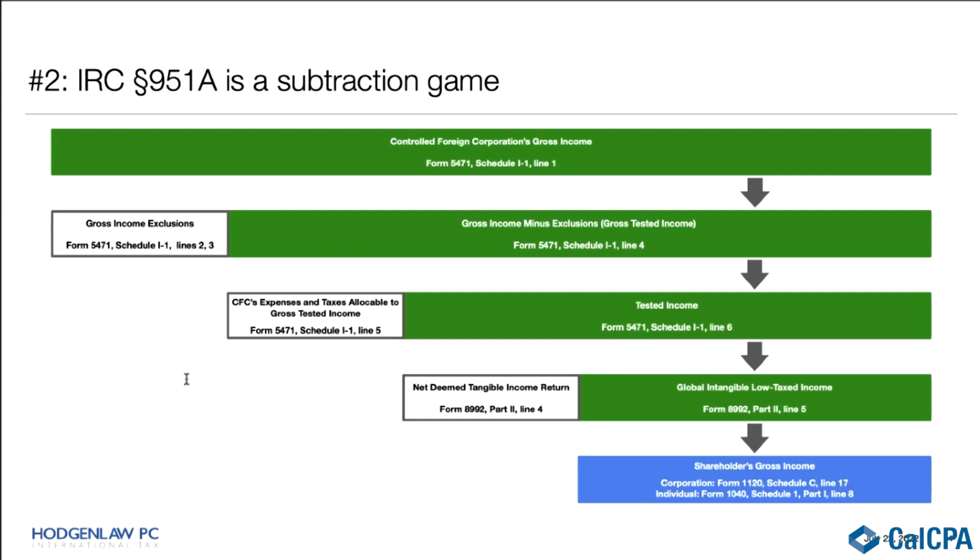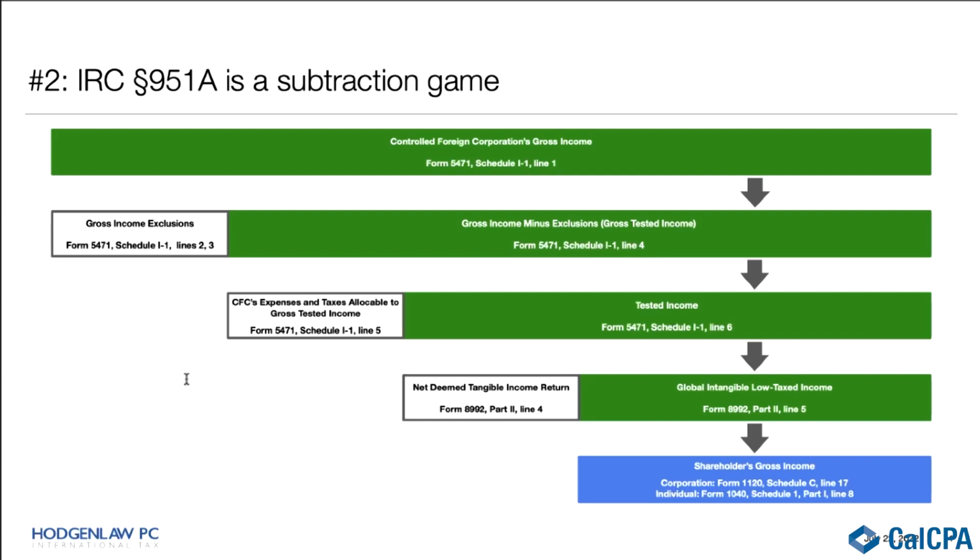So for the rest of this presentation, we're going to walk slowly through this slide where we start at the top with gross income, and we slowly subtract this, that, and the other until we end up at the bottom with the number that is defined in the code as Global Intangible Low-Taxed Income and is included in the taxpayer's income tax return because of Section 951(a). And you can see that the number that's Global Intangible Low-Taxed Income, which is computed on Form 8992, drops straight over to the shareholder's income tax return.